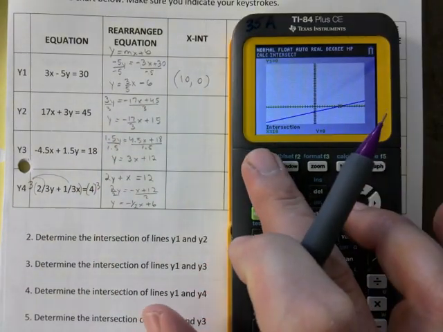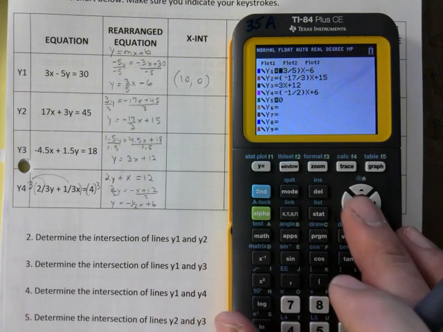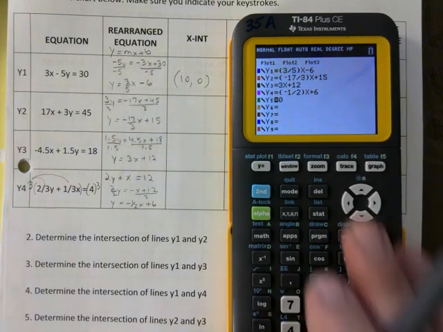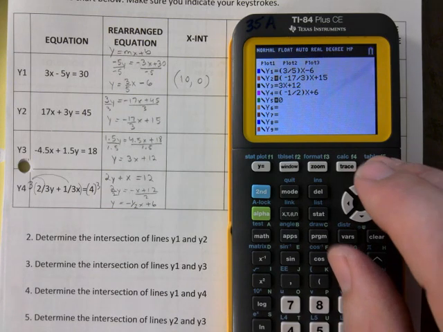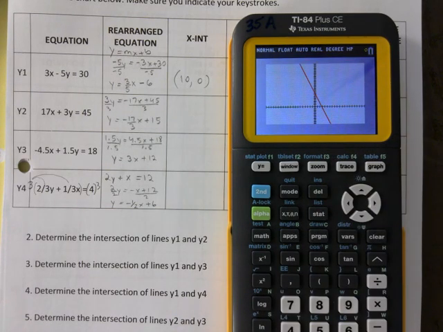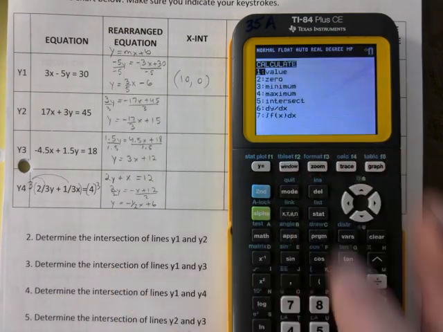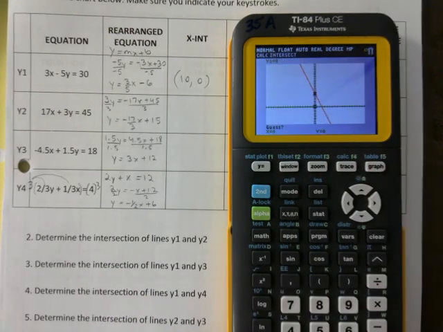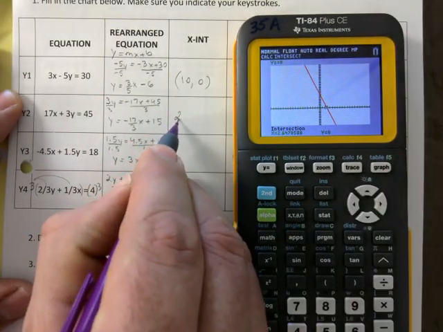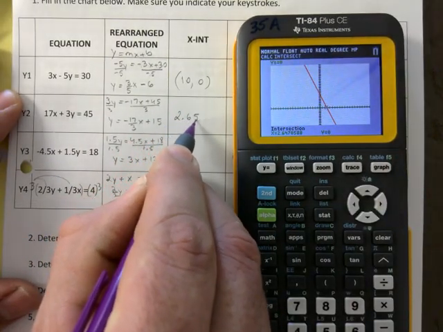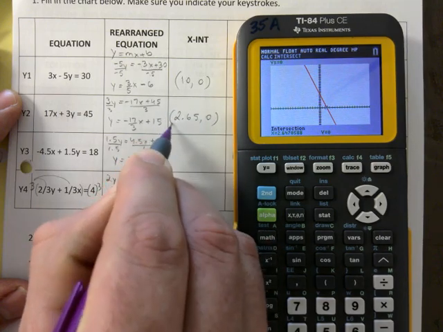We go back to y equals. I turn off y1, turn on y2, repeat the process. Hit graph. Boom and boom. Second trace 5. Enter, enter, enter. This one is different, right? This one is (2.65, 0) rounded.